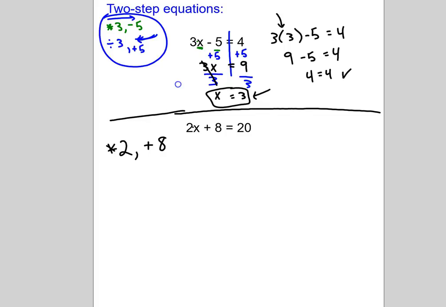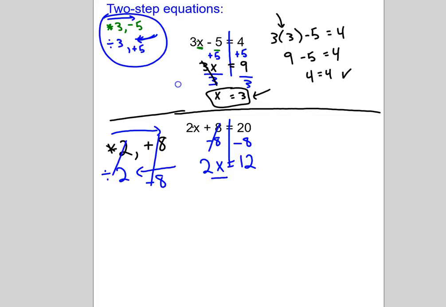So again, to solve this problem, we need to do these steps in the opposite order and undo them. So instead of multiplying by 2, we're going to get rid of that plus 8 first by subtracting 8. We're going to undo that. So subtract 8 from both sides, leaving you with 2x equals 12. And then undoing the multiplication of 2, we should divide by 2 on both sides, giving us x equals 6.